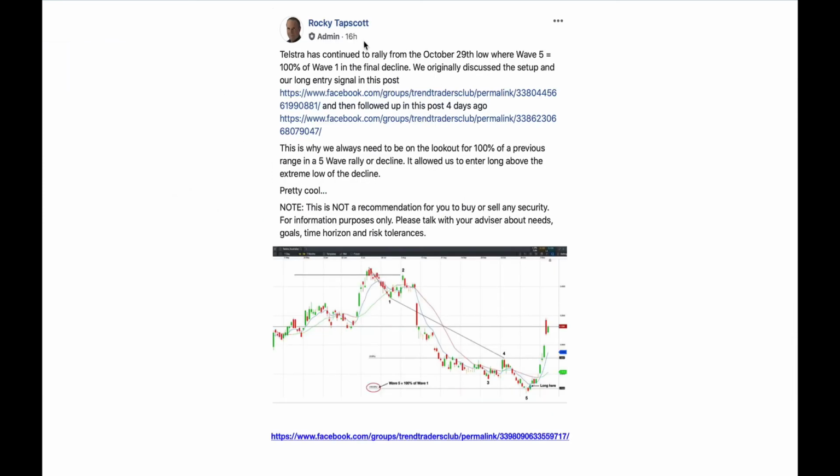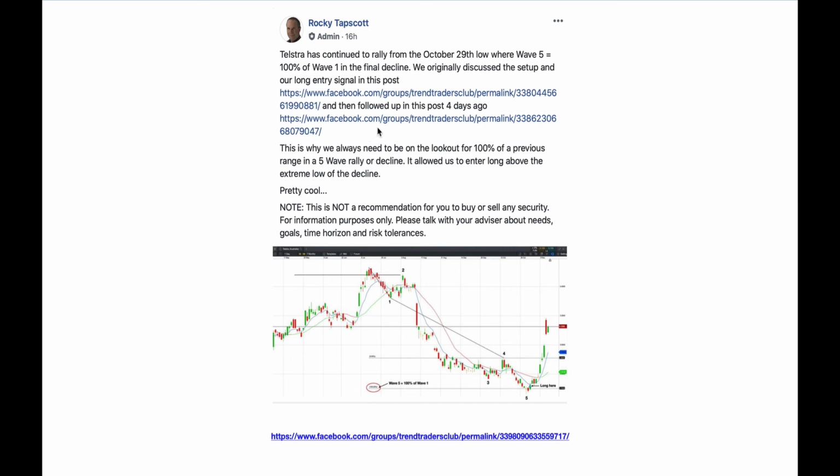Another post a couple of days later: Telstra has continued to rally from the October 29th low, where wave 5 equals 100% of wave 1 in the final decline. That was down here. We originally discussed the setup and our long entry signal in this post, and then followed up in this post 4 days ago. And that's referencing those two posts from before.